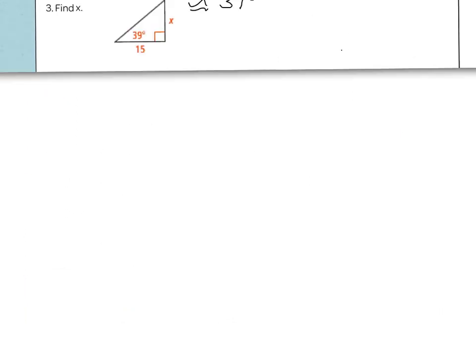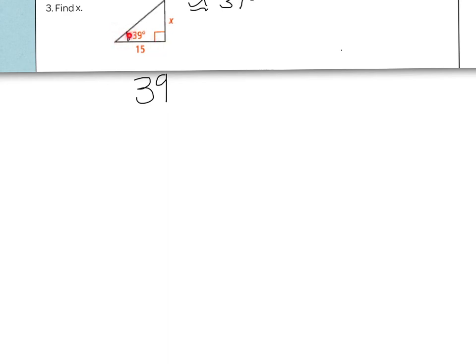So our last question is to find x. In this particular picture, we are trying to find what this side is, x. We are given an angle, which is 39 degrees, and a side length of 15, and we don't know what x is. I'm going to write the angle measure down because it's 39 degrees, and it's in this particular corner. When I look across from it, I see a measurement, which is x. And next to it, I see it's 15.